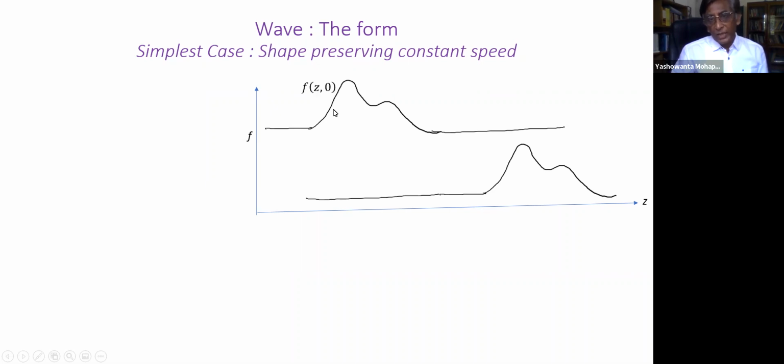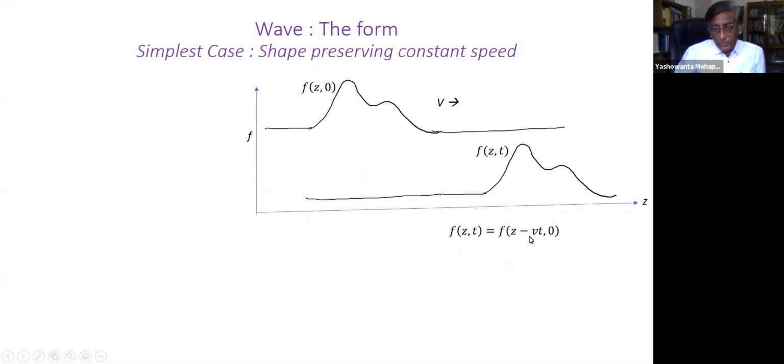And then f of z at t equal to 0, this is the shape, and then it travels with velocity v, let's say in the plus z direction. And then after some time, this is f of z, t. All right. And so f of z, t, you can think of that this was exactly the same at z minus vt back in space at t equal to 0. So f(z,t) is exactly equal to f(z minus vt) at t equal to 0. This is how the shape is preserved.